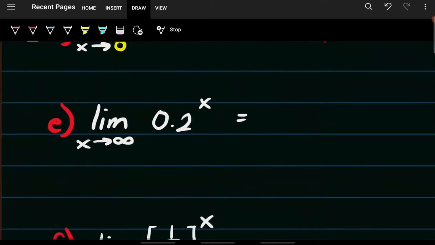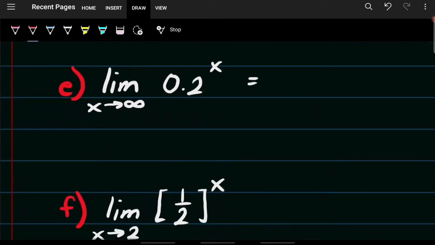Now, example letter E. How about the limit of 0.2 raised to x, where x approaches positive infinity? So right now, the base is a number that lies between 0 and 1. So let's apply direct substitution. This one will give us 0.2 raised to positive infinity.